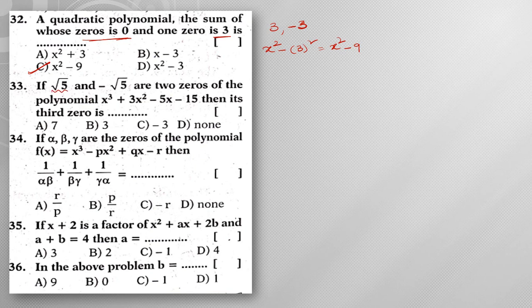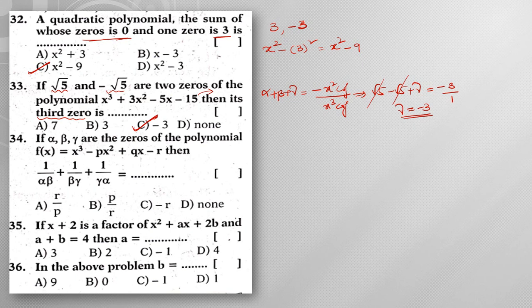Next, if root 5 and minus root 5 are the zeros of the polynomial, so this is a cubic polynomial, hence it will have 3 zeros. Then he is asking you to find out the third zero. So to find the third zero, simply go with the sum of zeros. What is the sum of zeros formula? Alpha plus beta plus gamma is equal to minus x square coefficient by x cube coefficient. Now root 5 minus root 5 plus gamma is equal to minus x square coefficient, so minus 3 by 1. Minus root 5 plus root 5 gets cancelled, so gamma is equal to minus 3. That means the third zero is minus 3.